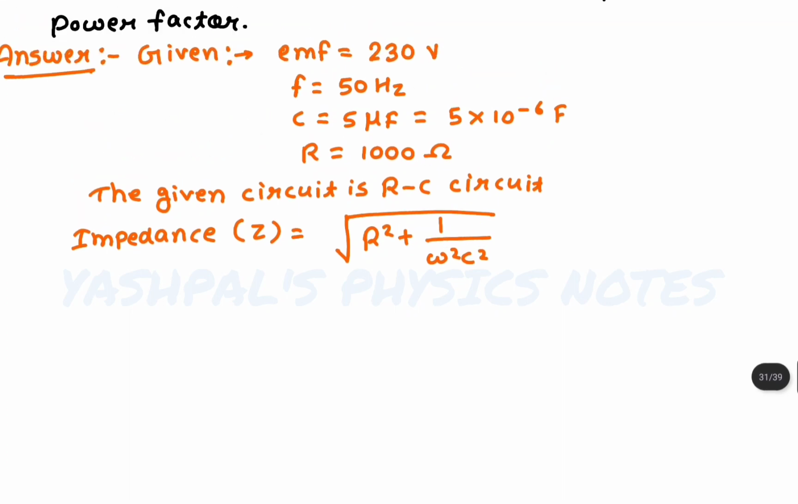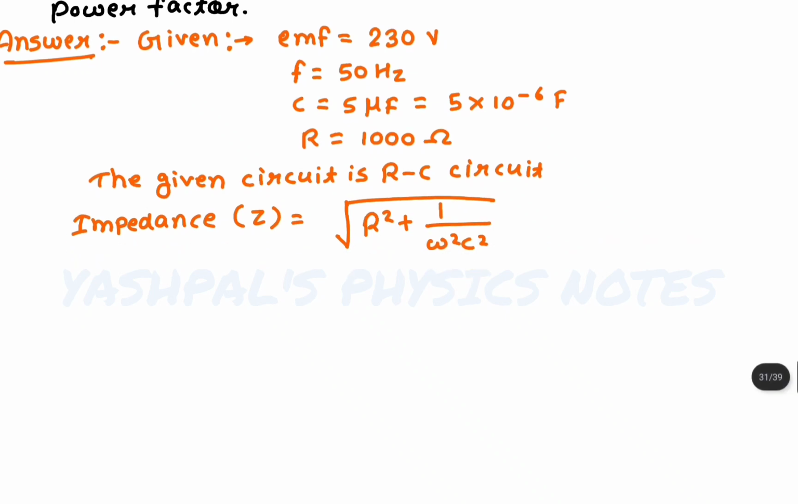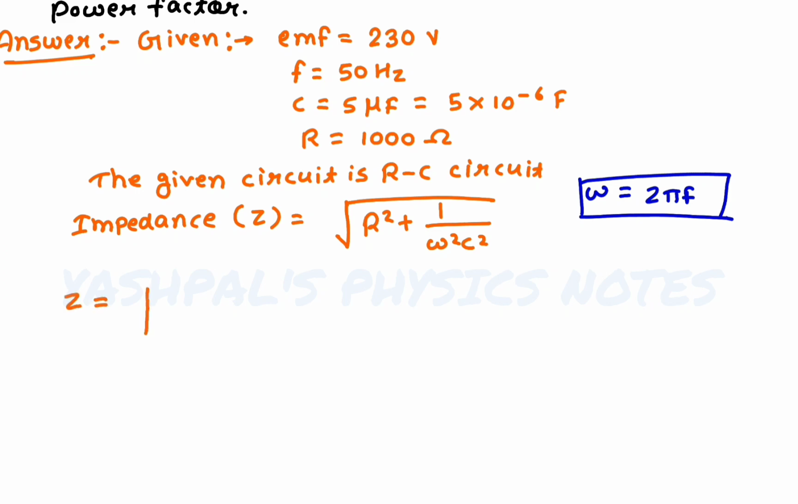Now here f is equal to 50 Hertz, but in the formula we have angular frequency. So just convert it in terms of f, that is 2 pi f. So here I am writing again, note: omega is equal to 2 pi f. So remember this formula.